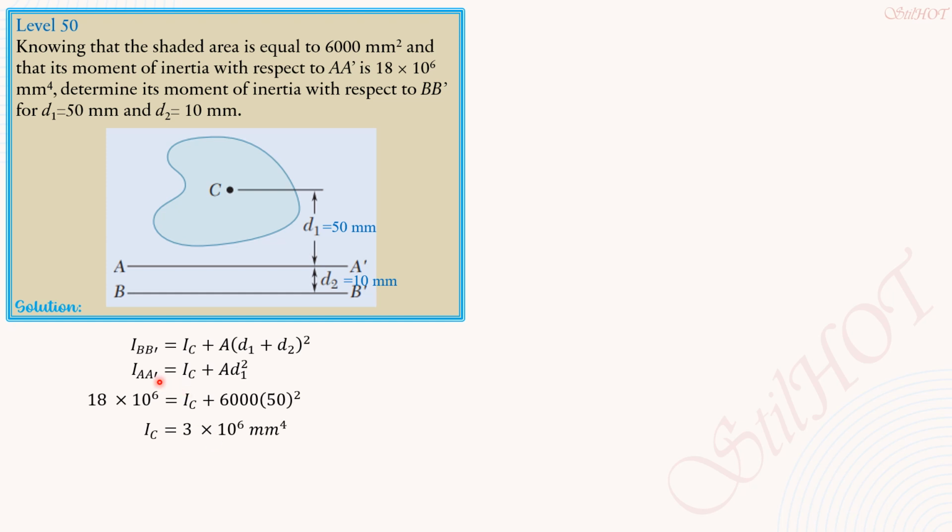Then substitute into this equation here. I sub BB' equals 3 times 10 to the 6 plus 6,000 times (50 plus 10) quantity squared. So from here we can now compute I sub BB'. I sub BB' is equal to 24.6 times 10 to the 6 mm⁴.